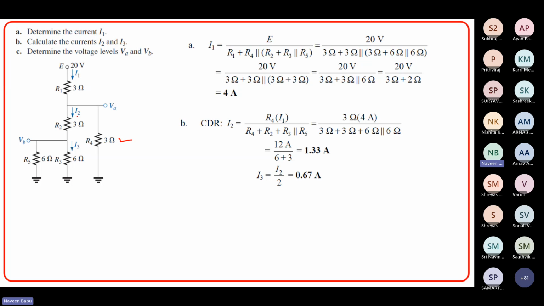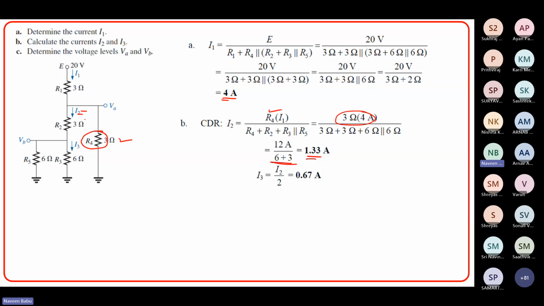So what is I2? I2 will be the source current I1, which is 4 ampere, multiplied by the opposite resistance, which is R4, divided by R4 plus this parallel combination. This parallel combination, we just saw, is 3 and 6, right? So it is 3 plus 6, which is 9. So the numerator is 3 multiplied by 4, 12 ampere, 12 divided by 9, which is 1.33 ampere, is the current I2.